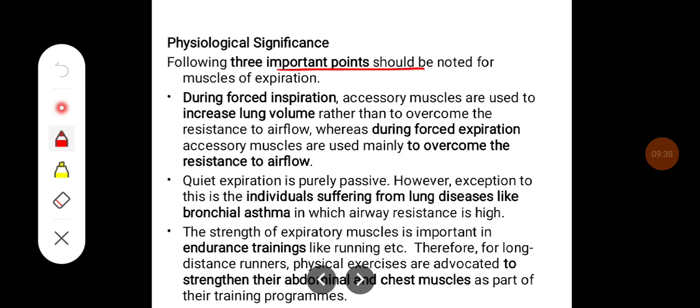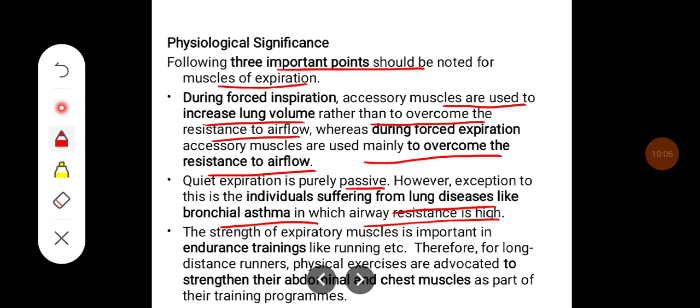The following three important points should be noted for the muscles of expiration. During forced inspiration, accessory muscles are used to increase lung volume rather than to overcome the resistance to airflow, whereas during forced expiration, accessory muscles are used mainly to overcome the resistance to airflow. Quiet expiration is purely passive. However, the exception to this is the individual suffering from lung diseases like bronchial asthma, in which airway resistance is very high.